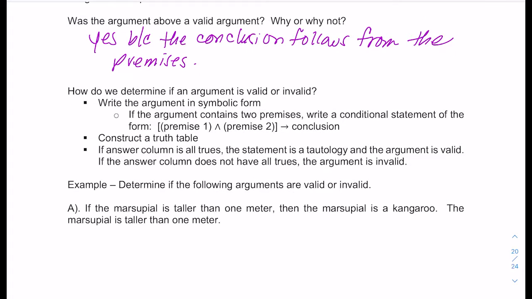So how do we exactly determine if an argument is valid or invalid? One of the easiest things to do is first write the argument in symbolic form. Then we're going to construct a truth table, and as long as the answer column is all truths, the statement is a tautology and the argument is valid. Remember, we talked about the word tautology in one of the previous sections, and tautologies are just statements where the truth values in the answer column are all truths. If the answer column does not have all truths, the argument is invalid. So let's look at the following statements and see whether we can determine if they're valid or invalid.